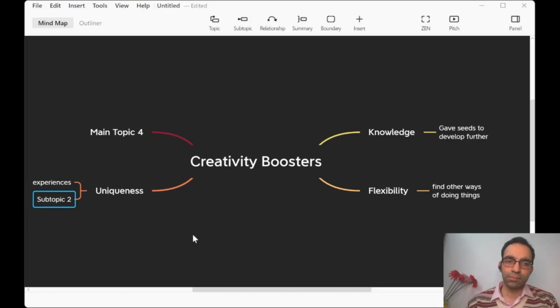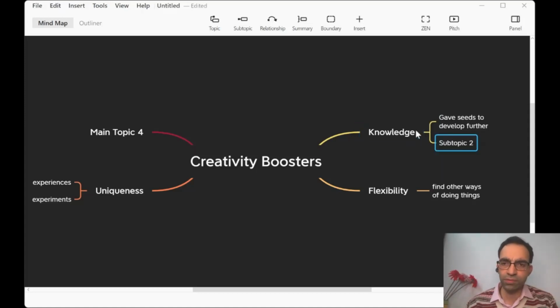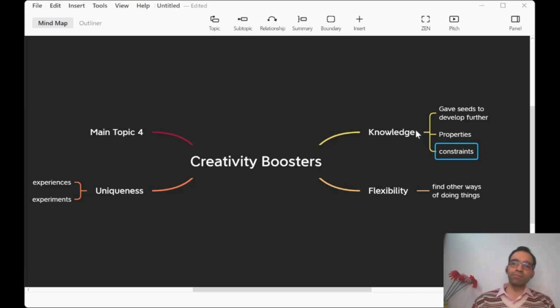So we can try some experimentations based on numbers. With some experiments we can be more precise and more clear. By evaluating the properties of the tool itself, let's say baking soda, it can be used as a fire extinguisher when it gives out CO2. So we can put that in knowledge itself. Basically, properties, constraints, etc.